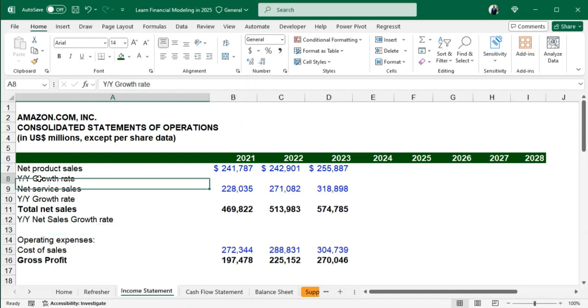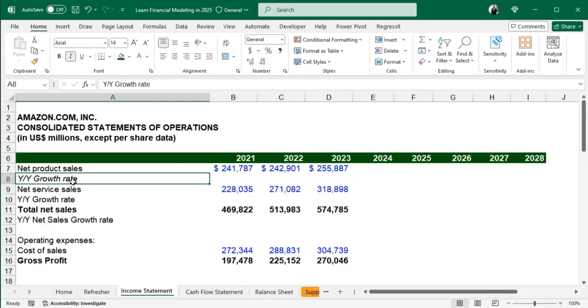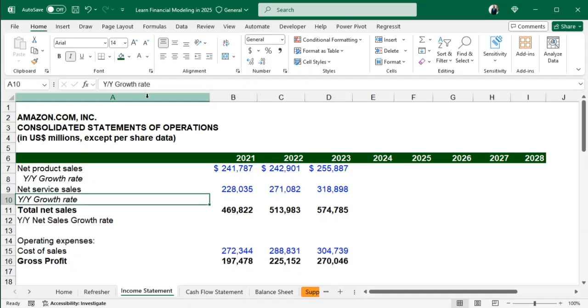All right, so these items, we can italicize them using Control I, and also shift them a bit. So do that formatting.